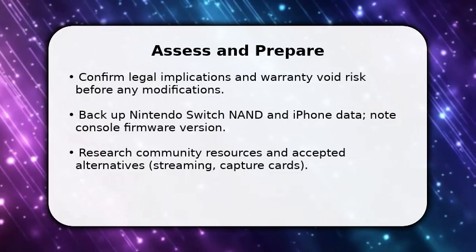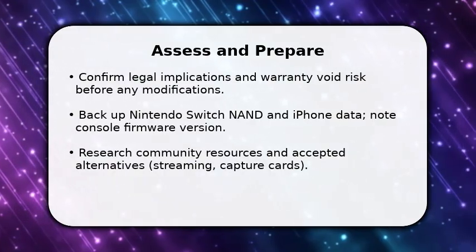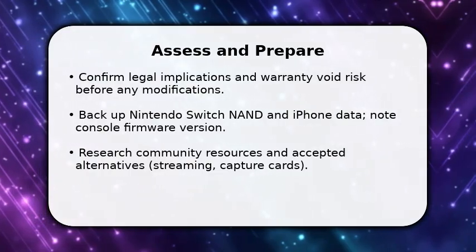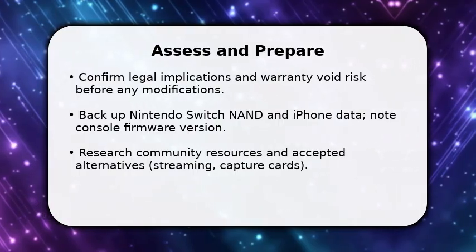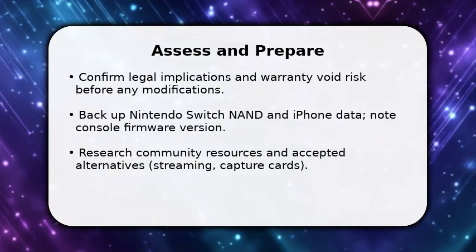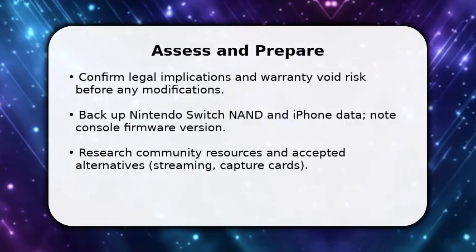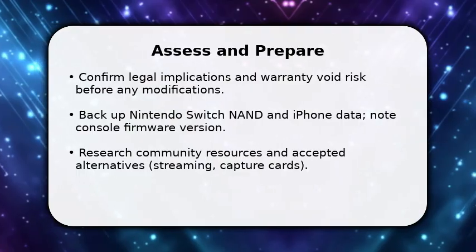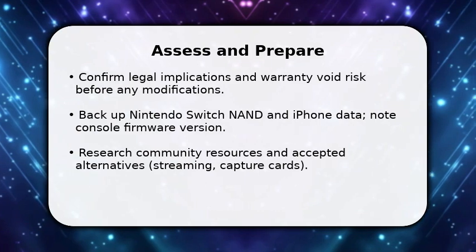You need to start by accepting that iOS cannot be natively installed on a Nintendo Switch. Attempting to force it risks bricking and voids warranty. Once done, document your Switch firmware and back up all data so you can recover if something goes wrong. Make sure to research legal homebrew communities and alternative approaches like streaming or capture solutions. This prepares you to pursue a safe, supported workflow rather than an impossible hardware transplant.